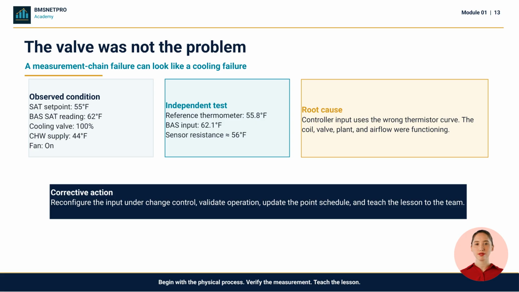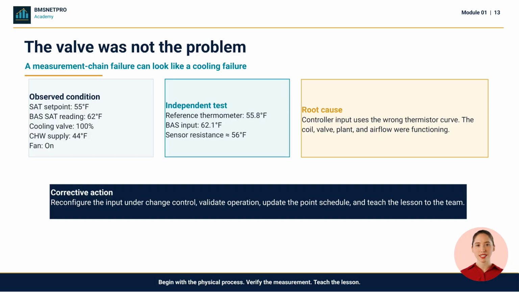This case study demonstrates why measurement verification matters. The system appeared to have a cooling problem. The BAS showed supply air around 62 degrees with the cooling valve at 100%. A quick response might be to blame the valve, coil, plant, or airflow. But the independent thermometer measured about 56 degrees at the discharge sensor location. The sensor resistance also corresponded to about 56 degrees.